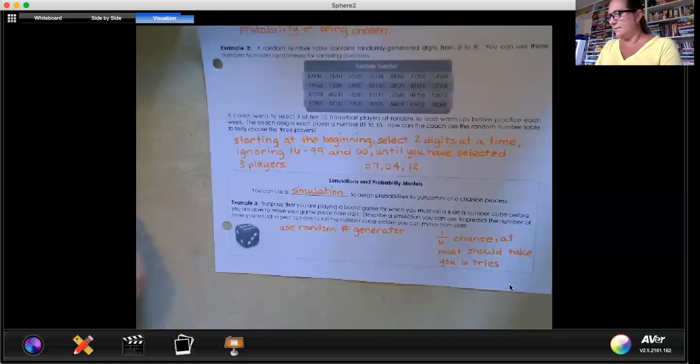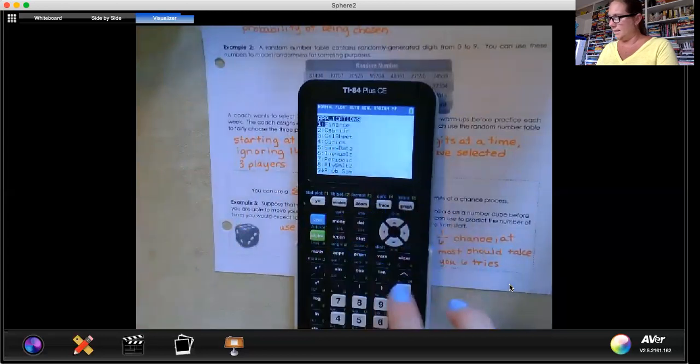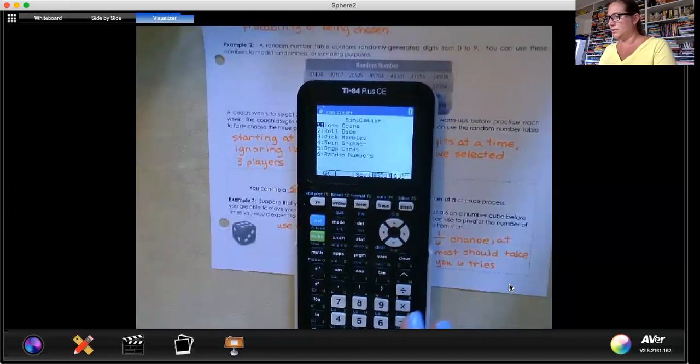So there's a probability simulator on your calculator. If you go to applications, which is apps, and 9, you could also use this. It will toss coins, roll dice, pick marbles, spin spinners, draw cards, and generate random numbers. So if you've never seen this, it's kind of cool.